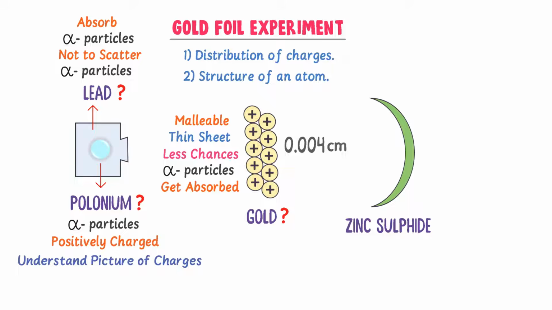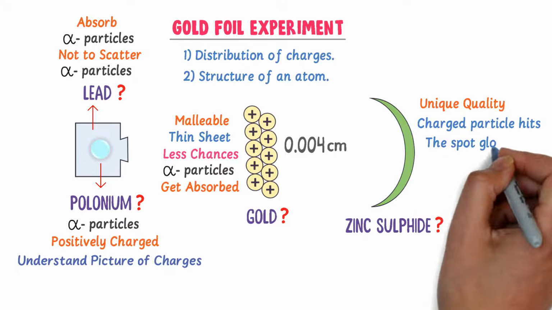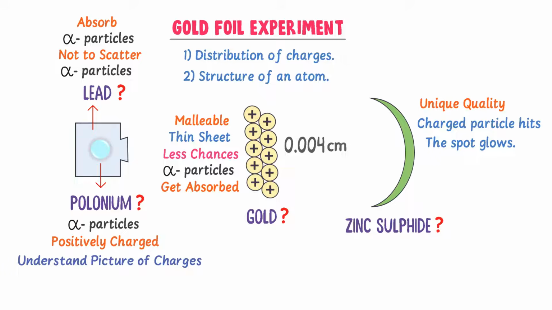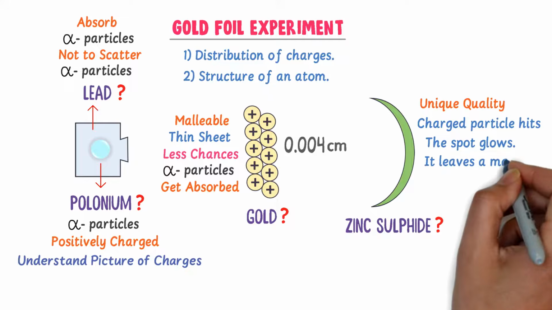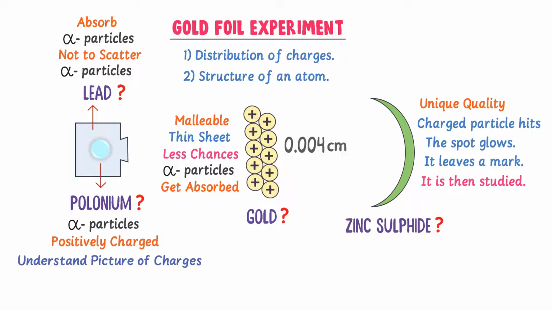Fourthly, why did Rutherford take a zinc sulfide screen? Well, it is due to its unique quality. Whenever charged particles hit it, the spot at which the particle hit glows for some time and leaves a mark, which can then be used for further study. So this is the full explanation of the different tools used by Rutherford in his experiment.